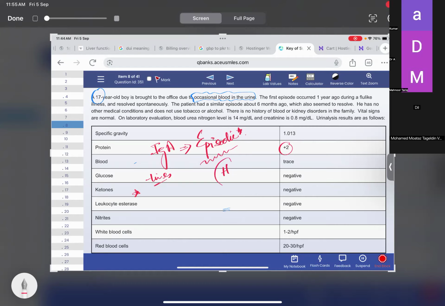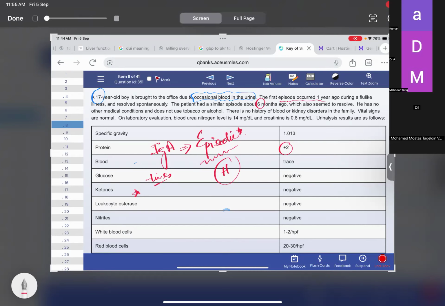hematuria, okay? So the first episode occurs 1 year ago during a flu-like illness and resolves spontaneously, and he had similar episodes 6 months ago. So if you see that the hematuria is episodic, it is very high yield and points to IgA nephropathy.